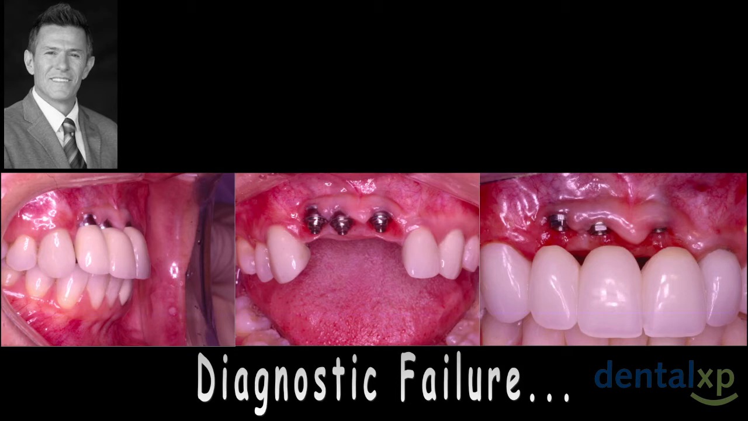I think one of the best things you can do with a failing implant, if possible, if you have a screw retained restoration, obviously it's easier to remove the prosthesis, remove the abutment, and work at fixture level.